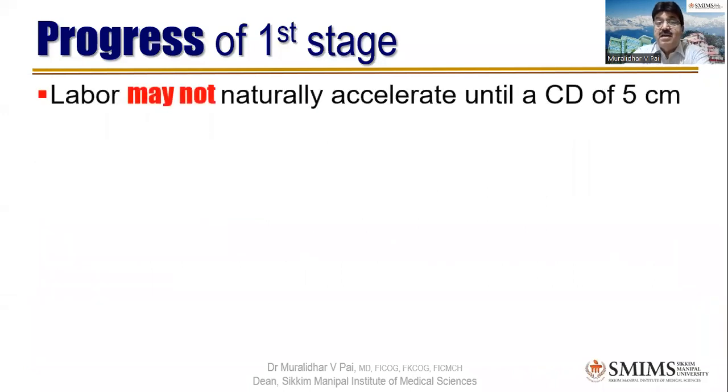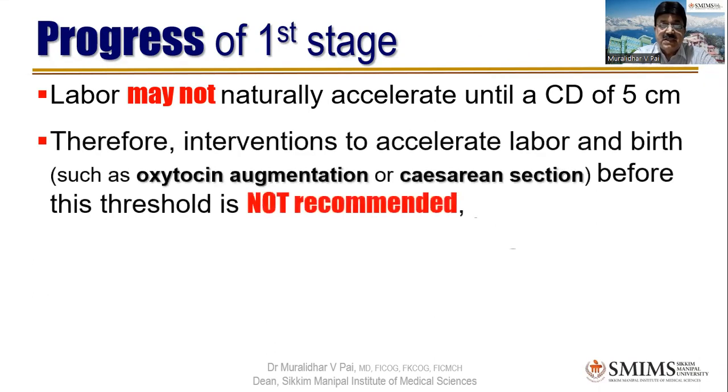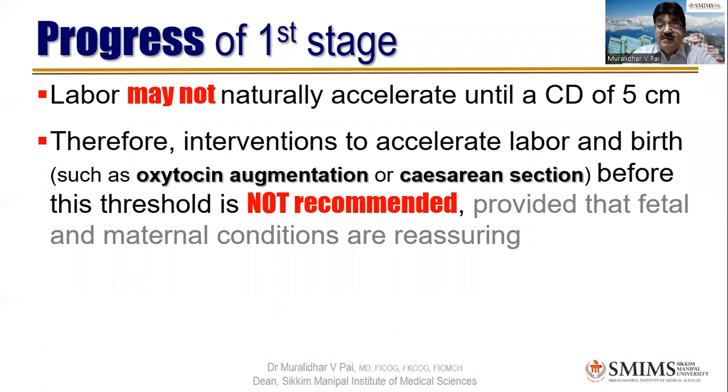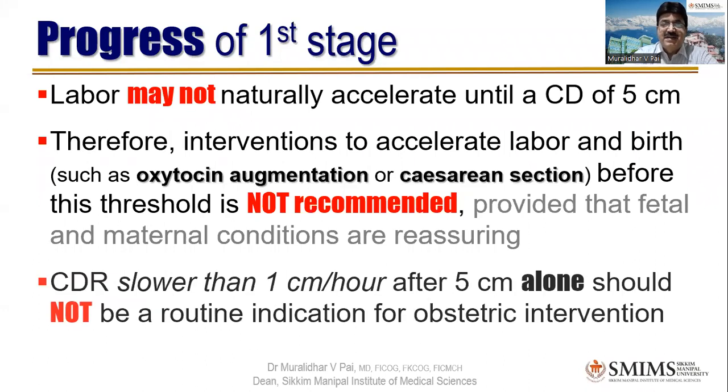Labor may not naturally accelerate until a cervical dilatation of 5 centimeters, that I just now told. Therefore, interventions to accelerate labor and birth, such as oxytocin augmentation or cesarean section, before this threshold are not recommended. As I said, you have to convince the lady, provided that fetal and maternal conditions are reassuring. This is like a disclaimer. Both maternal and fetal conditions should be all right.